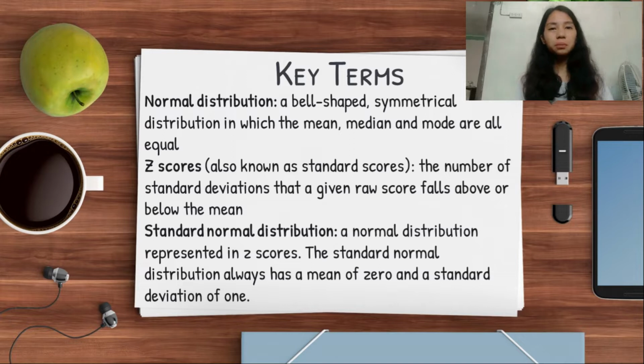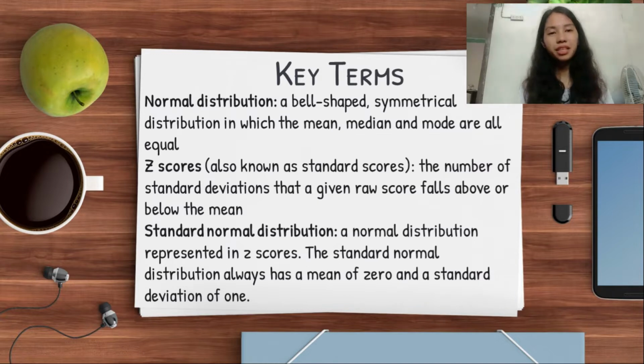For our key terms, normal distribution is a bell-shaped symmetrical distribution in which the mean, median, and mode are all equal. Z-scores, also known as standard scores, are the number of standard deviations that a given raw score is above or below the mean. Standard normal distribution: a normal distribution represented in z-scores. The standard normal distribution always has a mean of 0 and a standard deviation of 1.